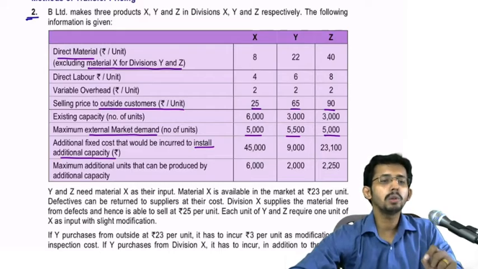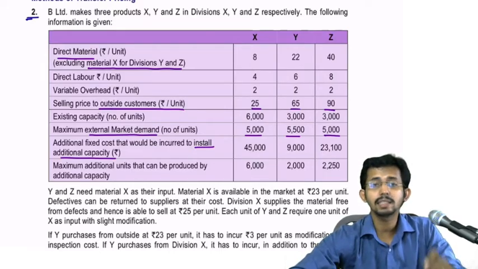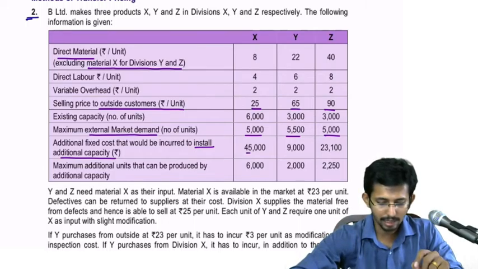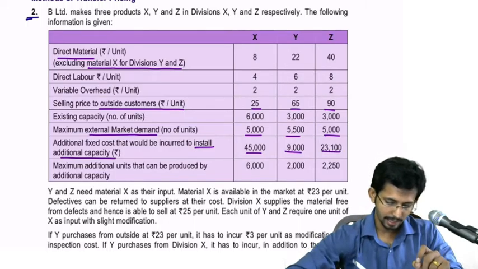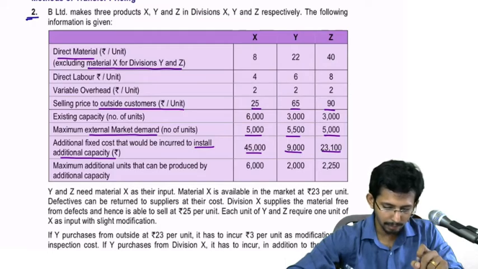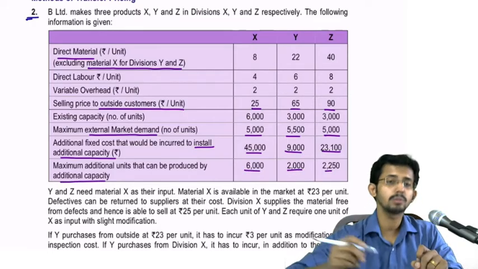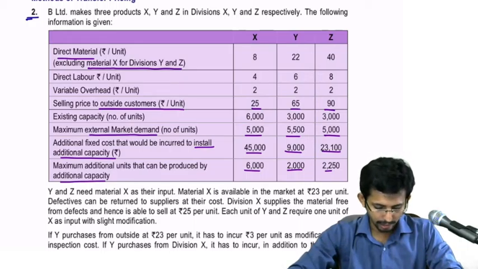Yes, if you want to increase the capacity, you can increase the capacity. How can you increase? By incurring some additional fixed cost, and that amount is directly given. Next, maximum additional units that can be produced by additional capacity. It is 6,000, 2,000 and 2,250. Okay, now what is the requirement?